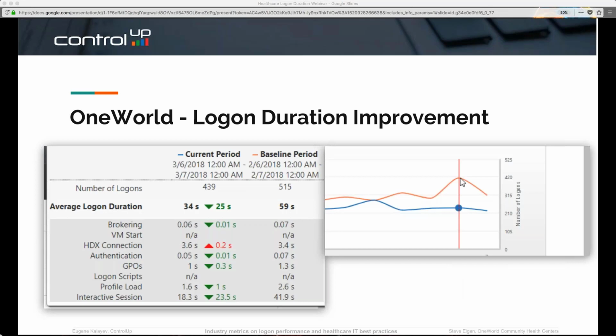So this is just a screenshot of Director, which is a common tool that folks may use to look at trending for their login times. I just wanted to show how Director was measuring the login times and what differences we were starting to see.